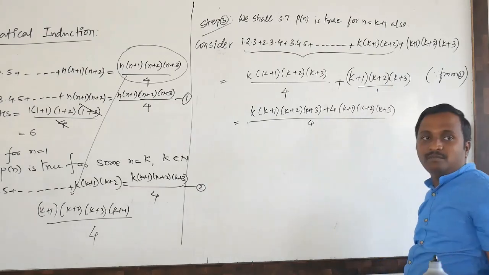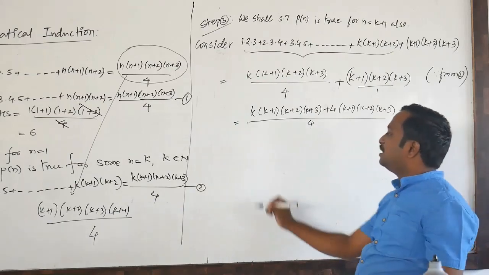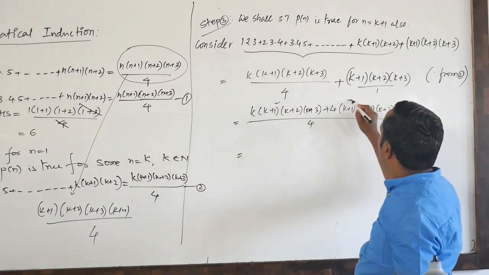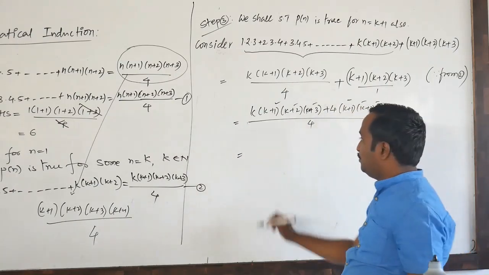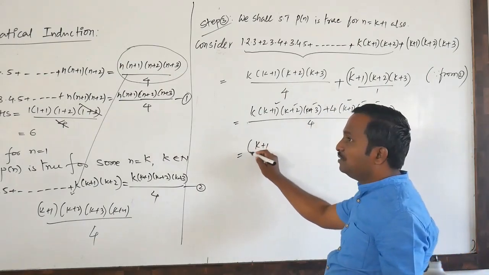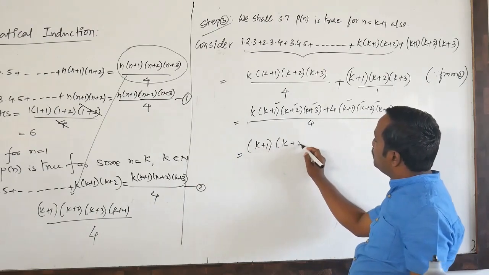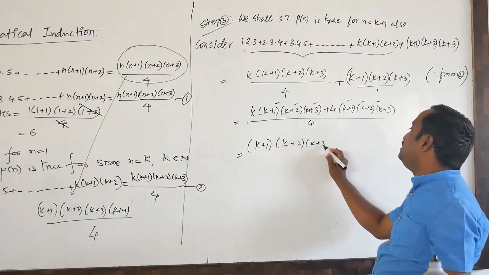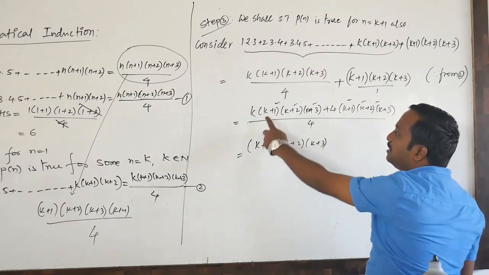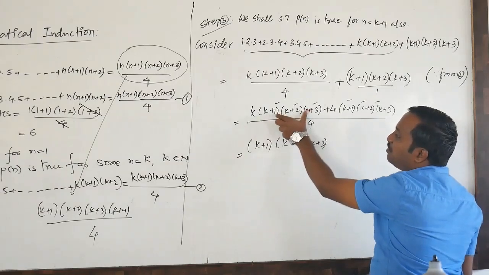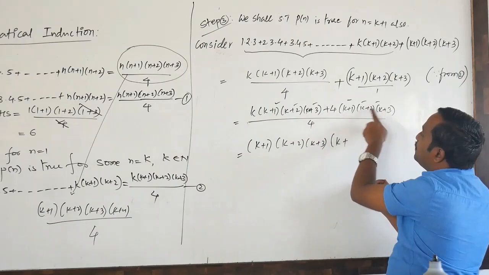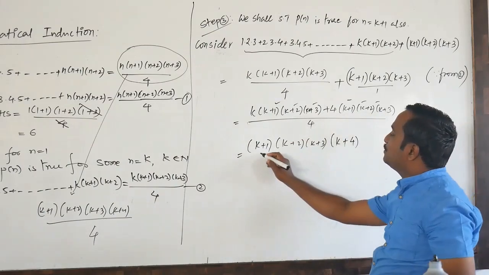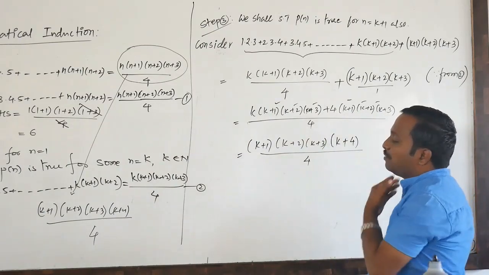What are the common terms? Take them outside. The common terms are k plus 1, k plus 2, k plus 3. So (k plus 1) into (k plus 2) into (k plus 3). What is left here? If you take this term common, k is left here, plus 4 is left. So k plus 4, divided by 4.